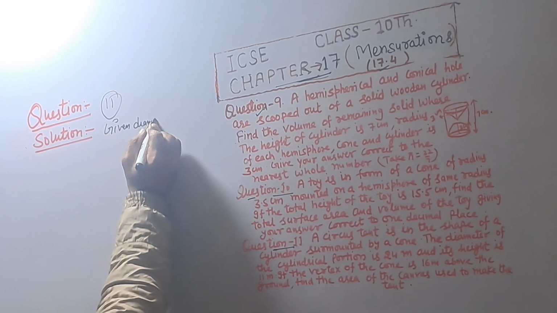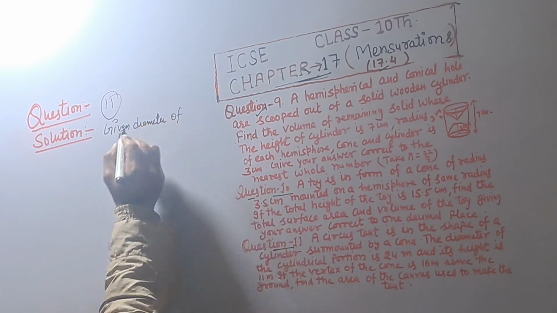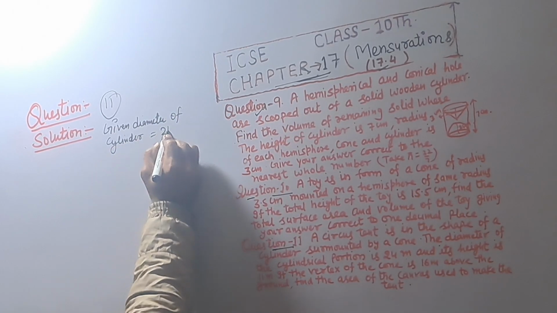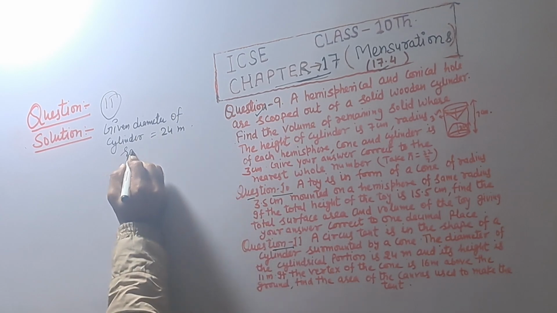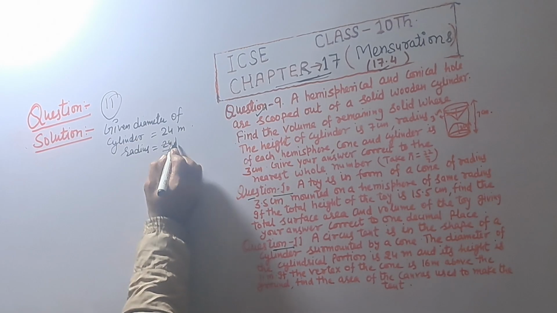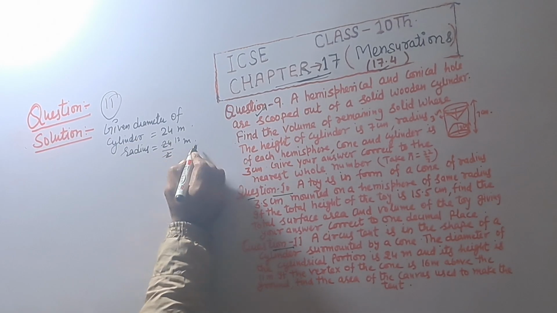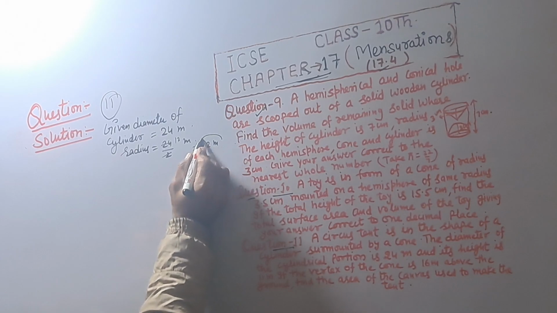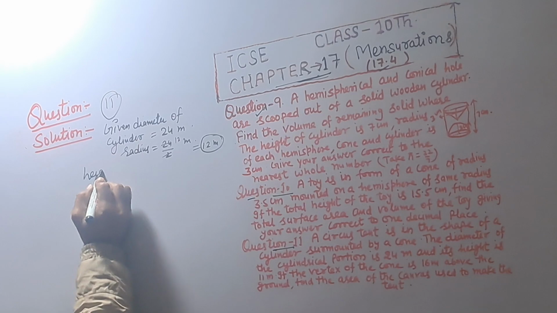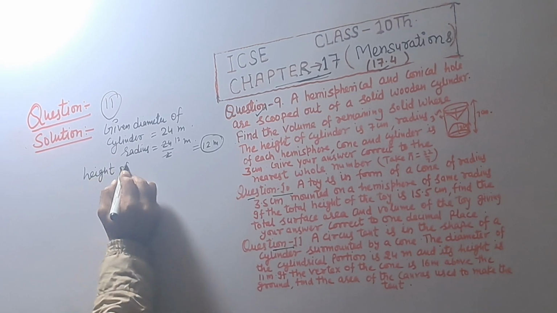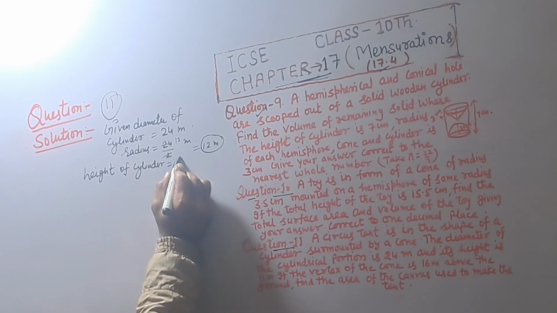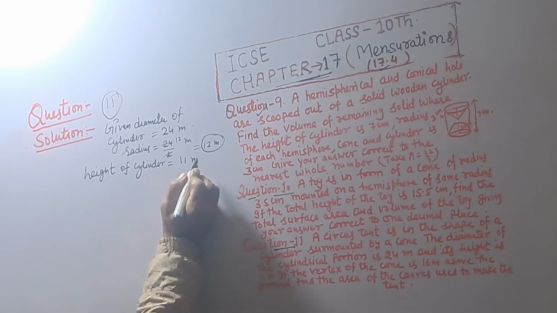Given diameter of cylinder is equal to 24 meter, radius is equal to 24/2, that is 12 meter, and height of cylinder is equal to 11 meter.